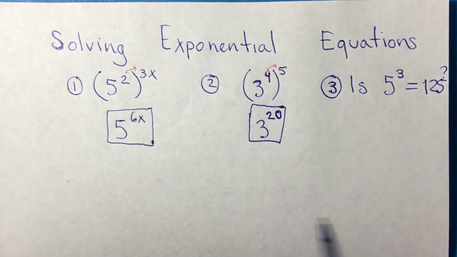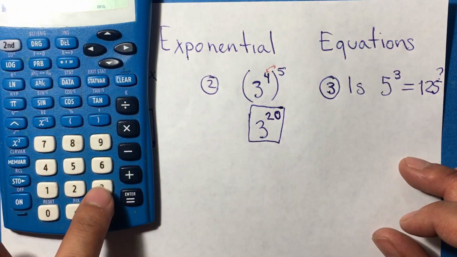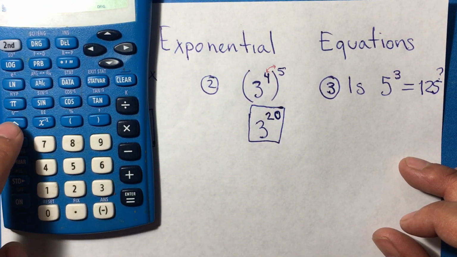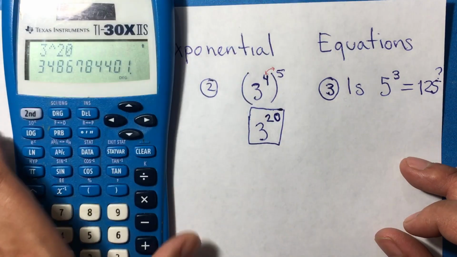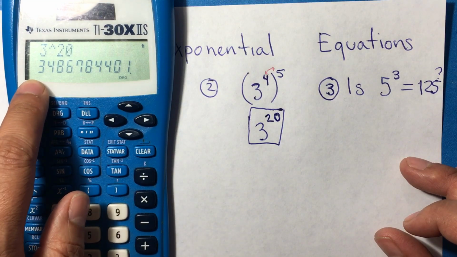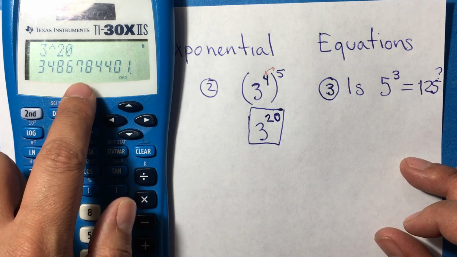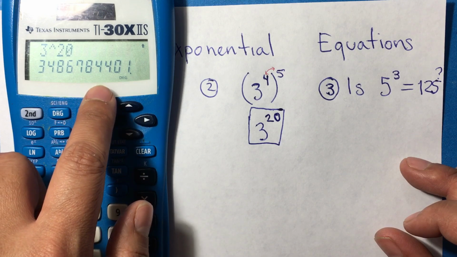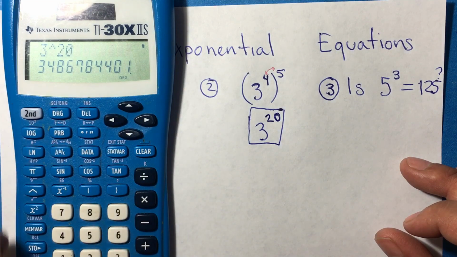If you were to find the answer, all you have to do is use your calculator, press 3. In some calculators, you have this arrow for the power, and then to the 20th power, it'll give you the number 3,486,784,401. It's easier when you can see the commas.